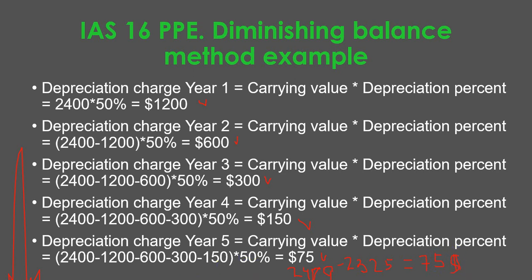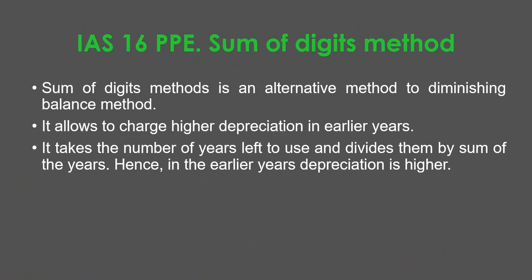So let's move further. And sum of digits method. Sum of digits method is an alternative method to diminishing balance method. It allows to charge higher depreciation in early years too. It takes the number of years left to use and divides them by sum of the years. Hence, in the earlier years depreciation is higher.